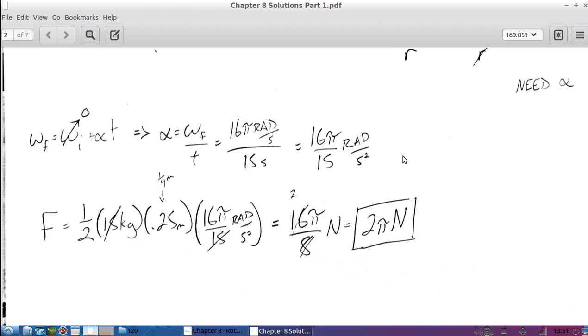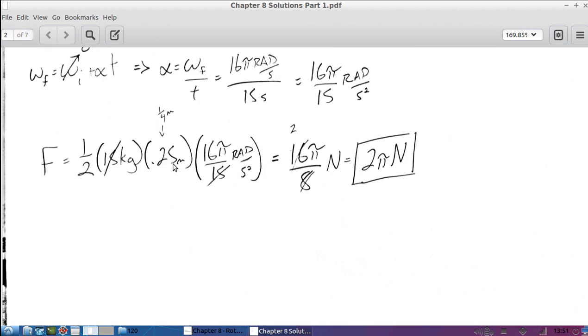So it's no problem for me to just keep writing 16 pi over 15 for the angular acceleration. So now that I have this, I can plug everything in. The mass is 15 kilograms. The radius is 0.25 meters, also 1/4 of a meter, right? Those nice decimals, I can switch to fractions. Then I've got the angular acceleration, 16 pi over 15. That's why I kept it a fraction.